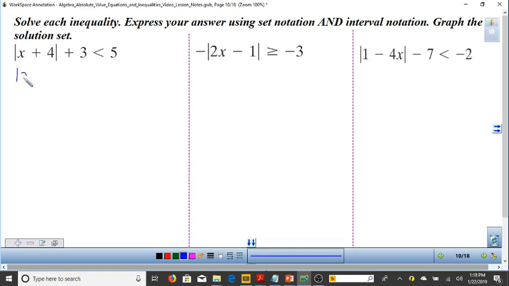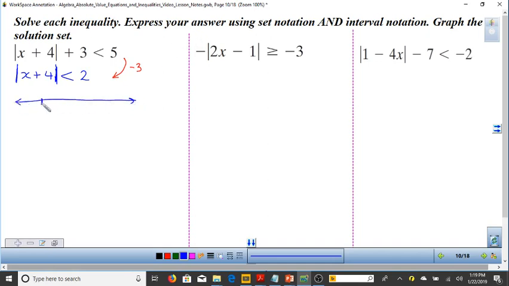So I'm going to isolate the absolute value of x plus 4 by subtracting 3 from both sides, and we get absolute value of x plus 4 is less than 2. As a side note again, make sure your absolute value bar does not look like a 1. Now that the absolute value is less than 2, we're saying that this region is closer to 0 than 2 units.